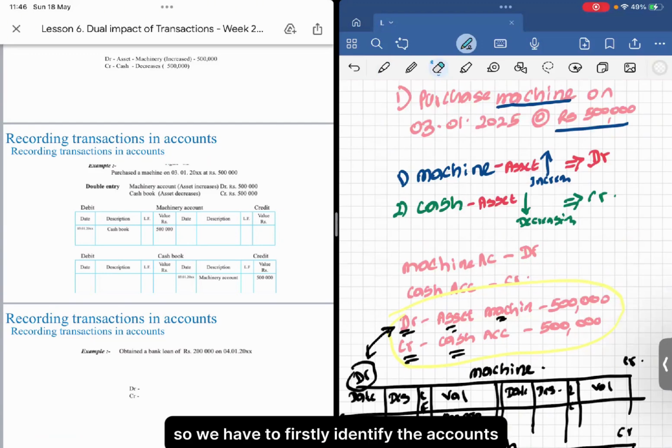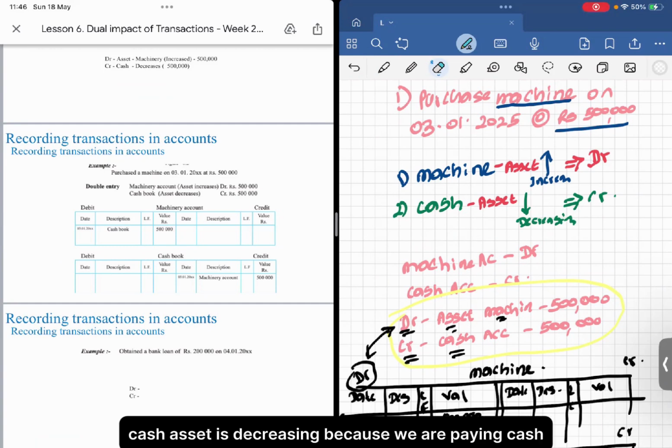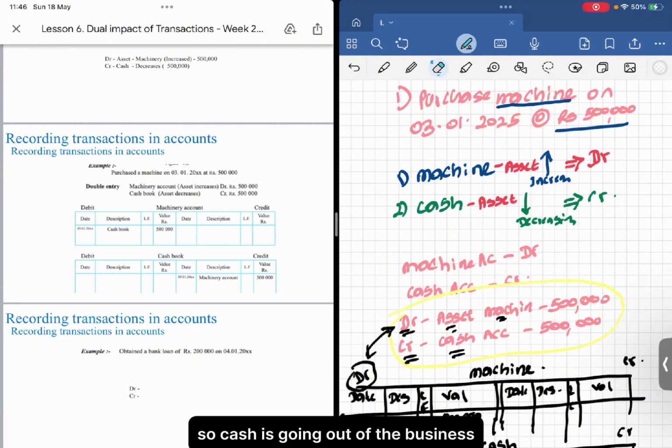So we have to firstly identify the accounts, two accounts, that is machine account and the cash account. And after identifying these accounts, we have to identify the type of account or the respective accounting element. So machine is asset and cash is also asset. Then we have to see what is happening. Machine asset is increasing because we are purchasing a machine. And on the other hand, cash asset is decreasing because we are paying cash. So cash is going out of the business.